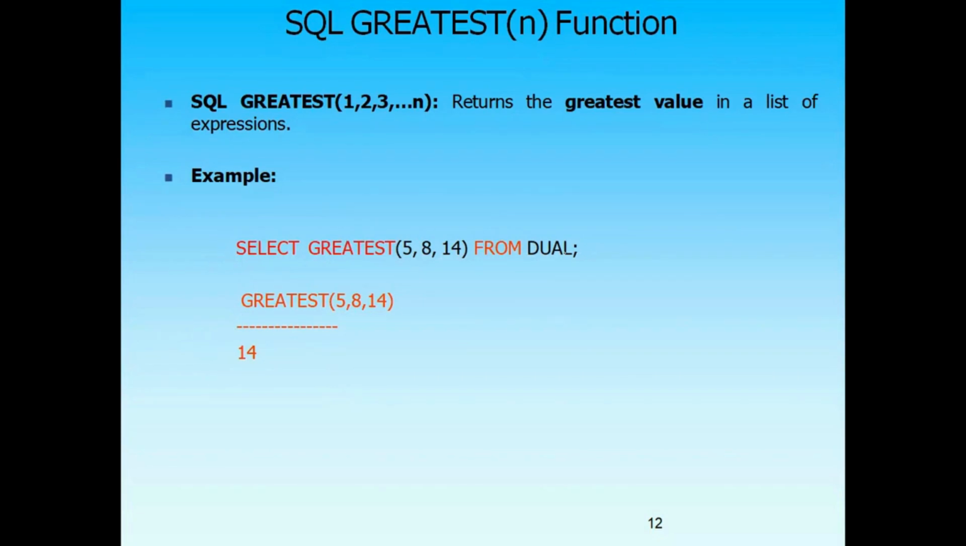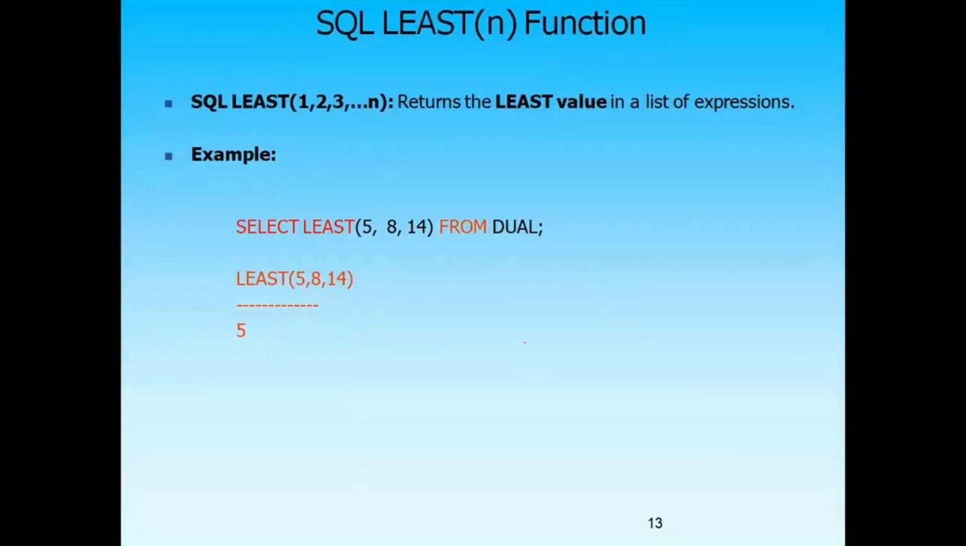These are the parameters from dual. So it will return the greatest value, that is 14, in the set of values, right? Then the least value also you can find with the help of the least function, right? So it will return the least value from the set of values. For this example, the least value is 5.